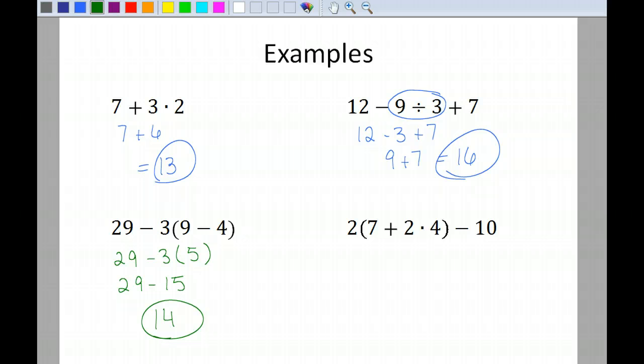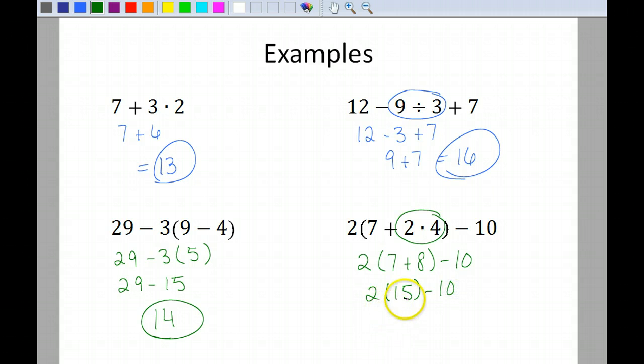Now let's take a look at the next one and see how you did on it. We're going to take care of what's inside parentheses first. Inside the parentheses I have 2 times 4. So I have 2 times 7 plus 8 minus 10. So I have 2 times 15 minus 10. 2 times 15 is 30 minus 10. So my final answer is 20.